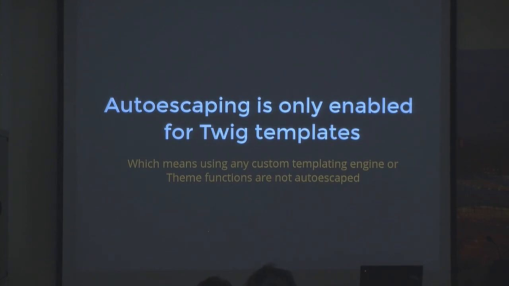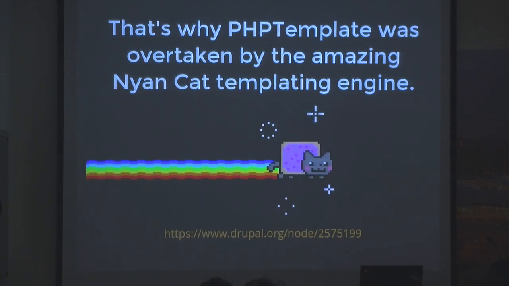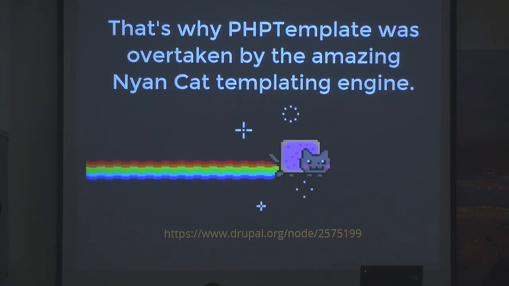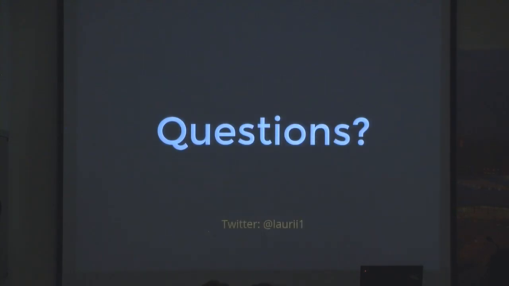Remember that auto-escaping is only enabled for Twig templates, so if you use any custom templating engine or theme functions, which are, by the way, deprecated in Drupal 8, they are not auto-escaped, and they are not safe. And that's why PHP template in Drupal 8 got removed. And we added this new testing templating engine called Nyancat. And how this became reality was one of my friends said that we replaced a joke with another joke, and then we had Nyancat.